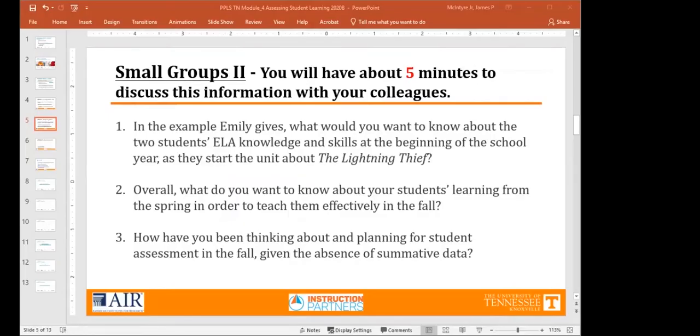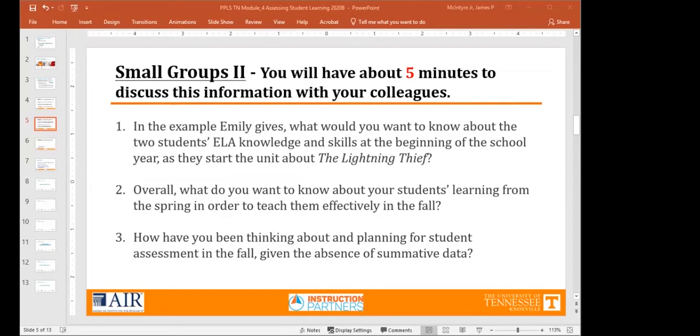Okay, so I know Emily's question was sort of rhetorical, but we're going to actually answer it. So we're going to go to small group real quick and think about what you would want to know about these two students' ELA knowledge and skills at the beginning of the school year as they start a unit on The Lightning Thief. But more broadly, what do you want to know about your students' learning from the spring in order to teach them effectively in the fall? So extrapolate that to the general.